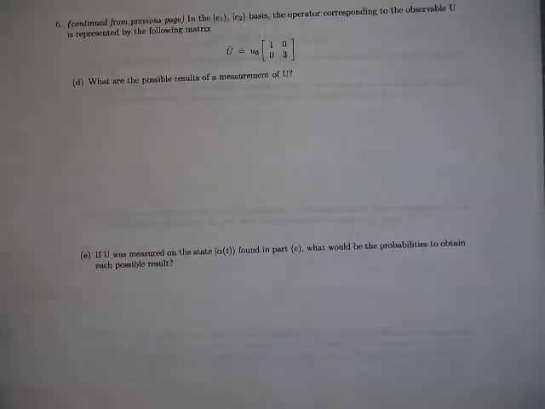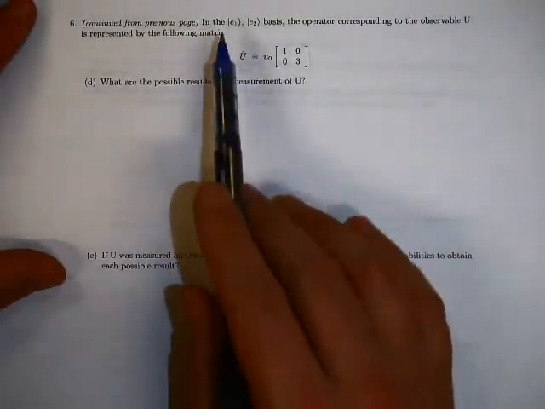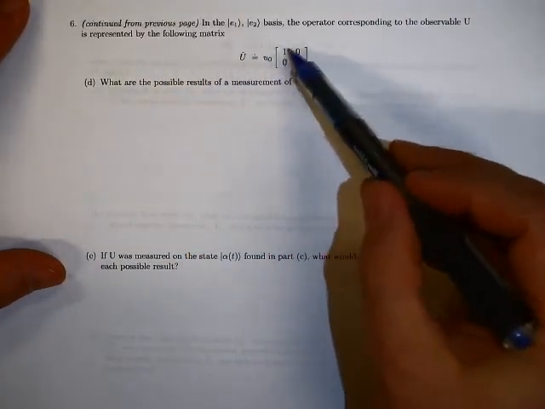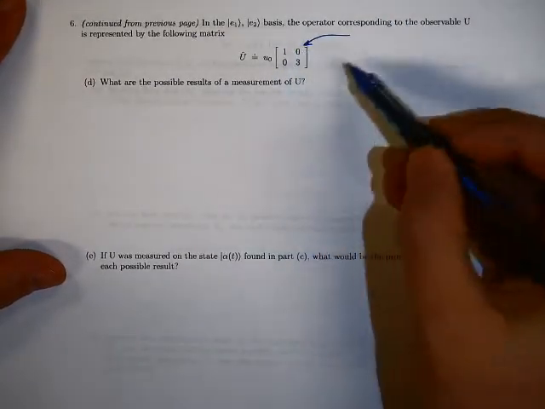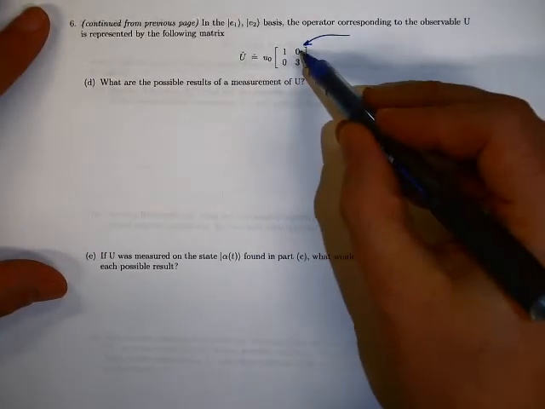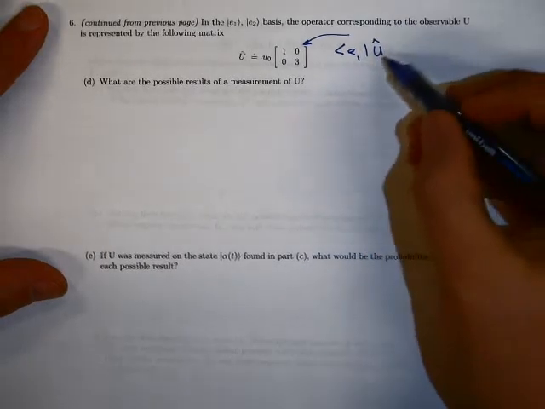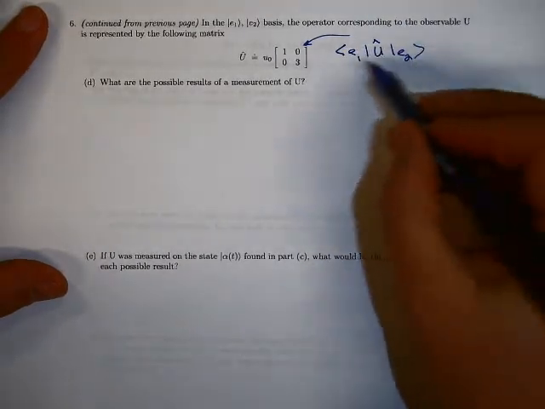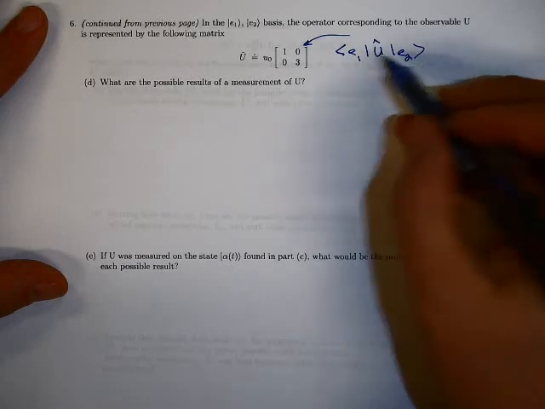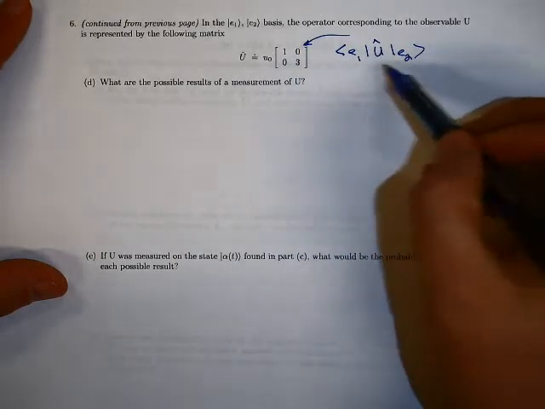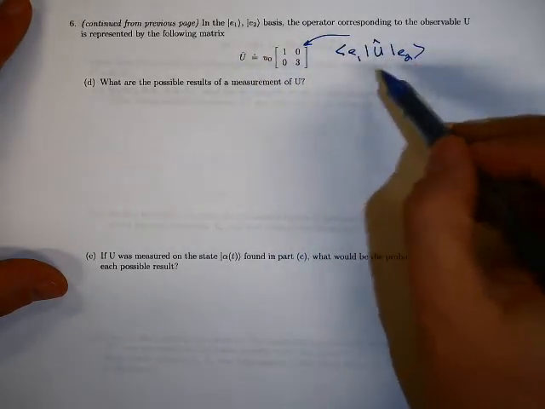All right, part D. We're continuing in the E1, E2 basis. We now have some observable U that's represented by the following matrix, some U naught. Check out that U is already diagonal in this E1, E2 basis. That element right there, what this means to be in the E1, E2 basis is that 0 is actually the bra E1, U, ket E2. Let U act on E2, and then bra E1 act on that ket, and that gives you the number 0 out. Okay, so that's what it means to be in the E1, E2 basis.